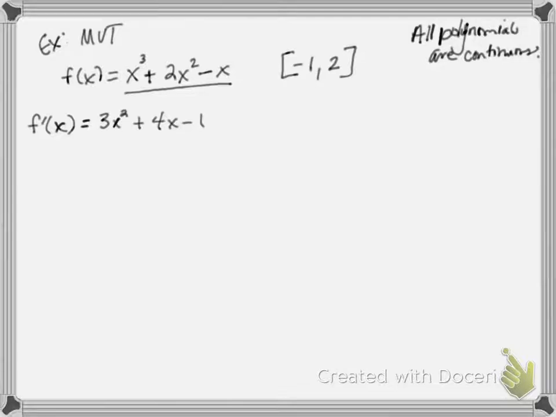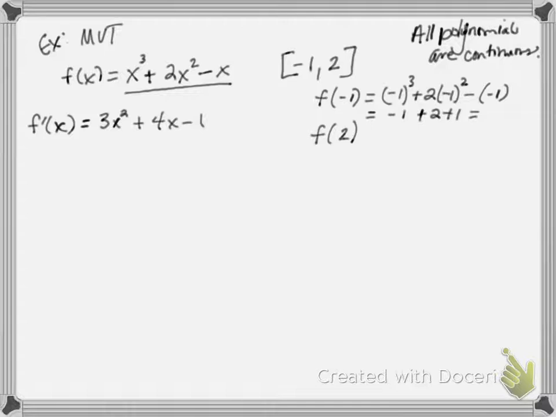And then I'm going to find the average rate of change, which is the slope of the secant line. So I need to find my y value for -1 and my y value for 2, f of 2. So I have -1 cubed plus 2 times -1 squared minus -1. So it's going to give me -1 plus 2 plus 1, which is going to give me 2. So I have a point -1, 2.